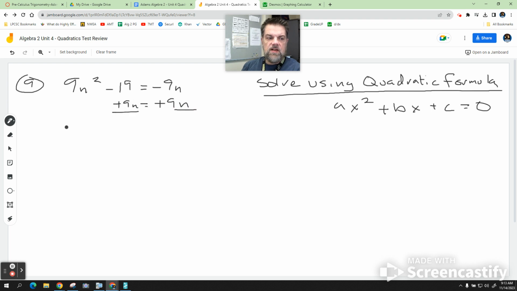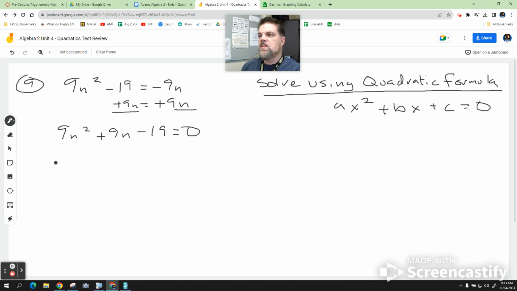All right. So now this becomes 9n squared plus 9n minus 19 equals 0. And so what I did was I wrote it in what we call descending order. I've got n to the second power, then n to the first power, and then technically this is n to the 0 power, no n, and it's set equal to 0.